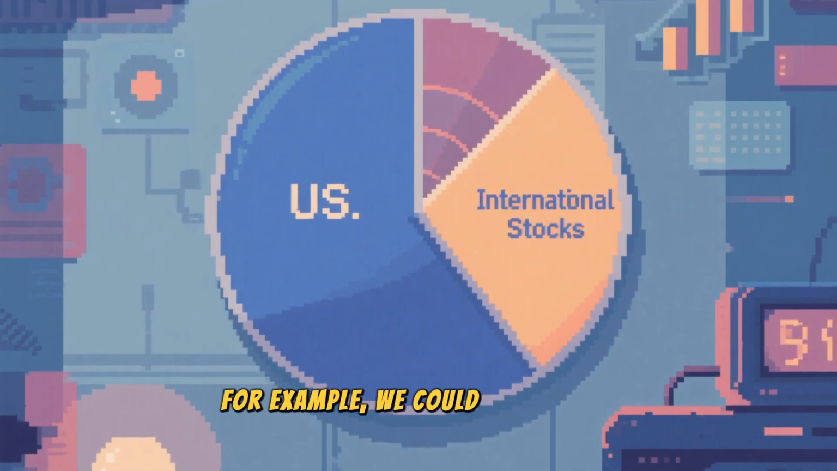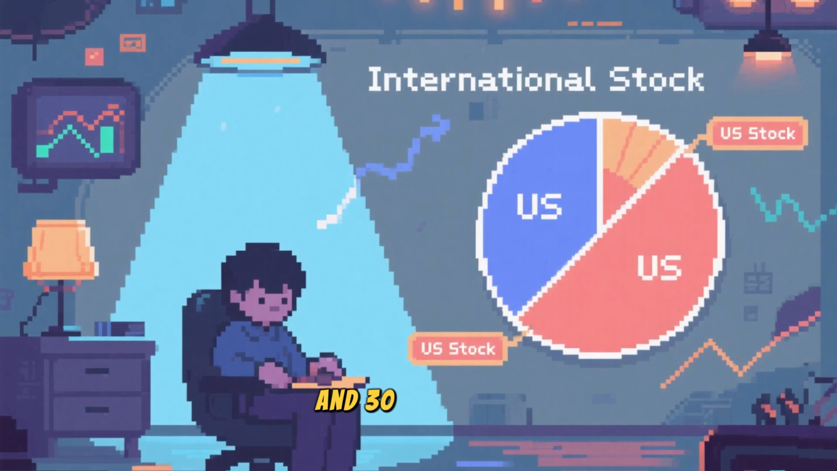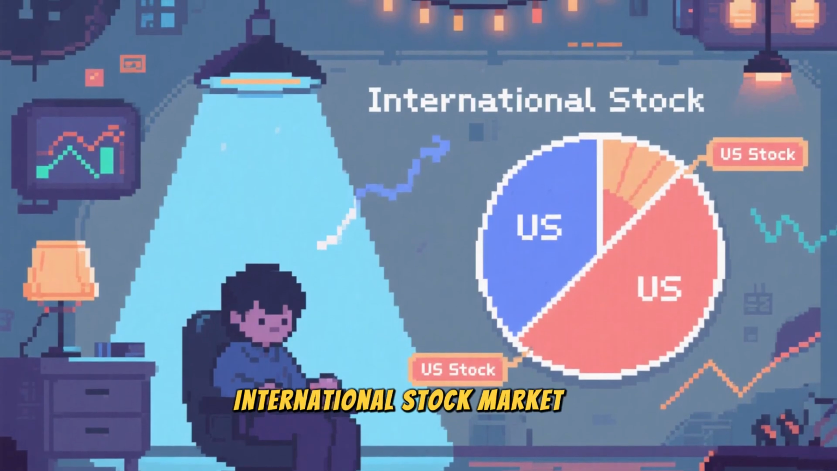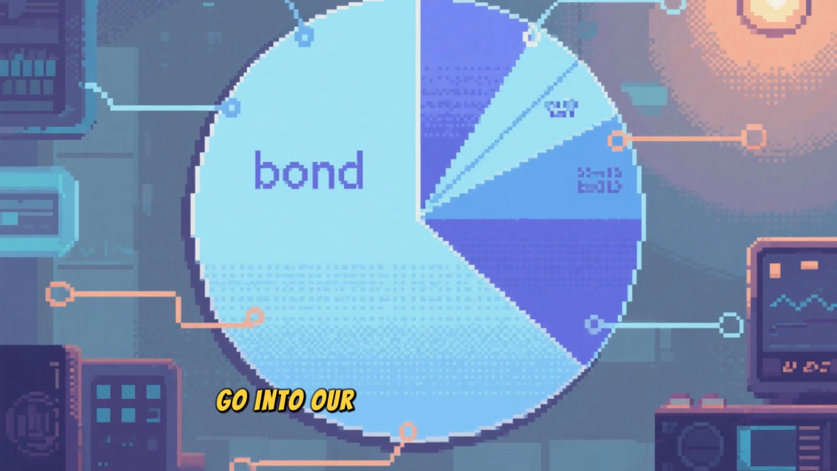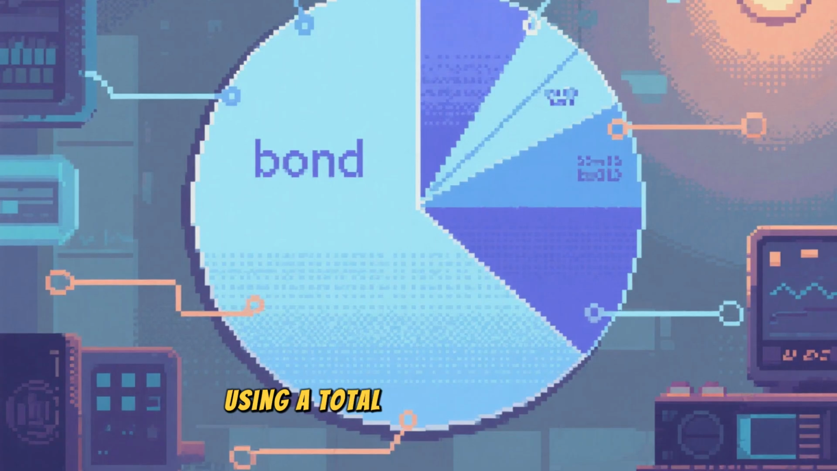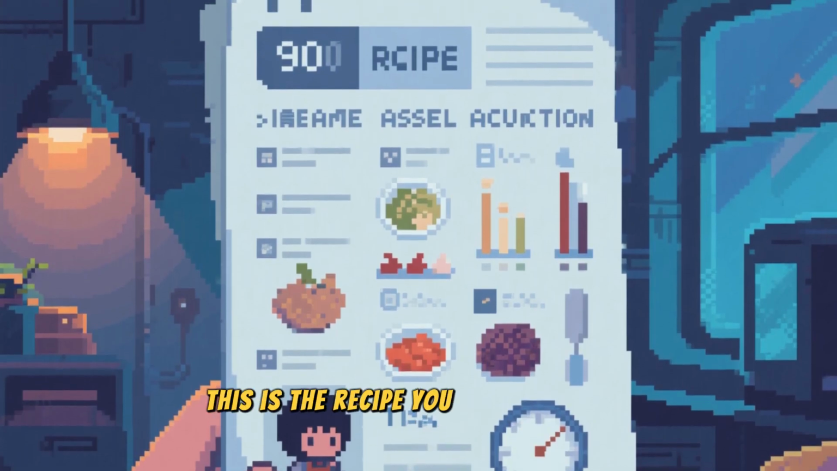For example, we could put 45% in a total US stock market ETF and 30% in a total international stock market ETF. The remaining 25% of the portfolio would go into our total bond allocation using a total US bond market ETF. This is your target. This is the recipe you will stick with.